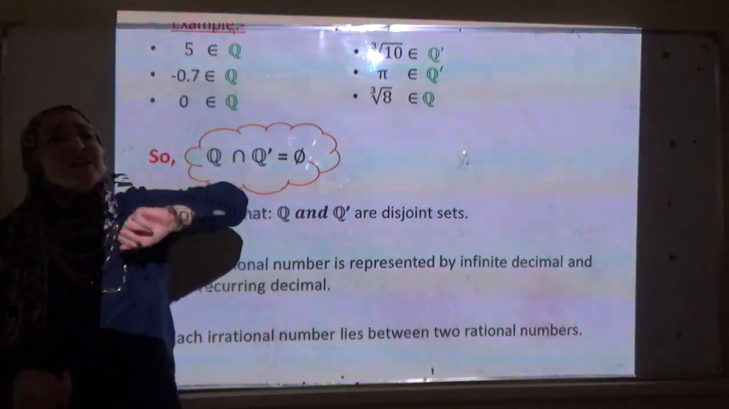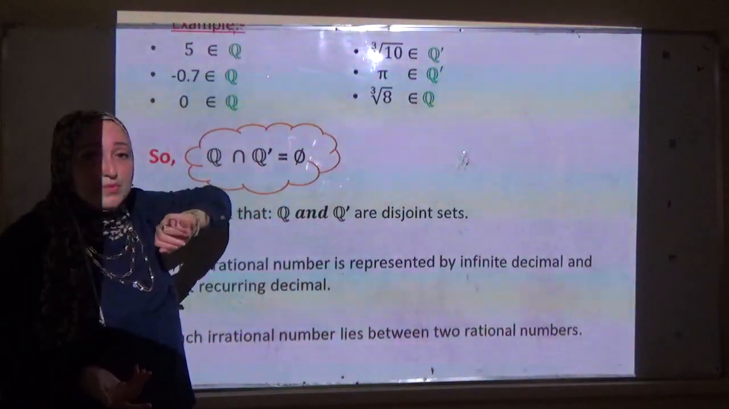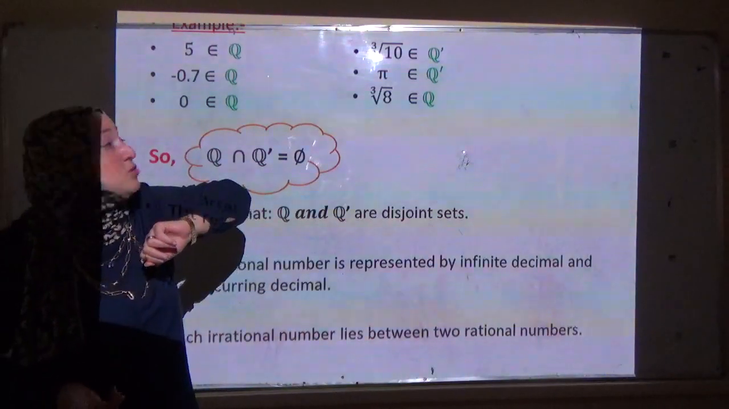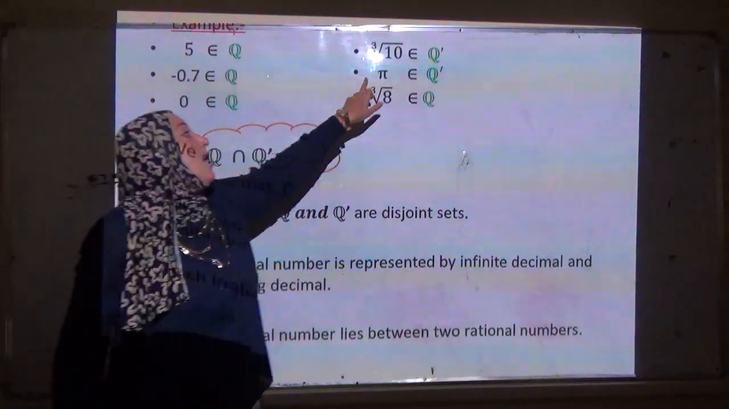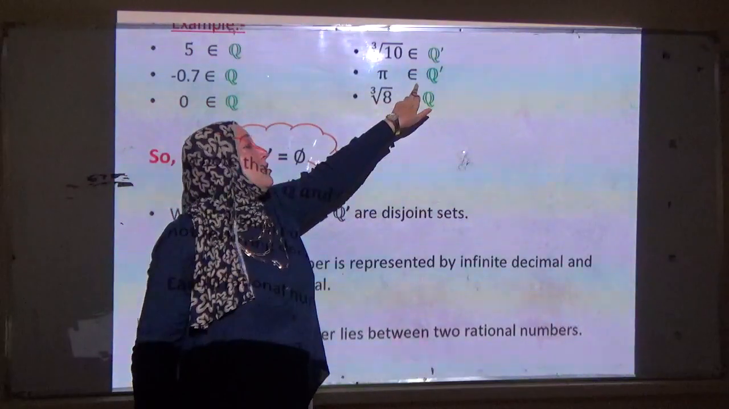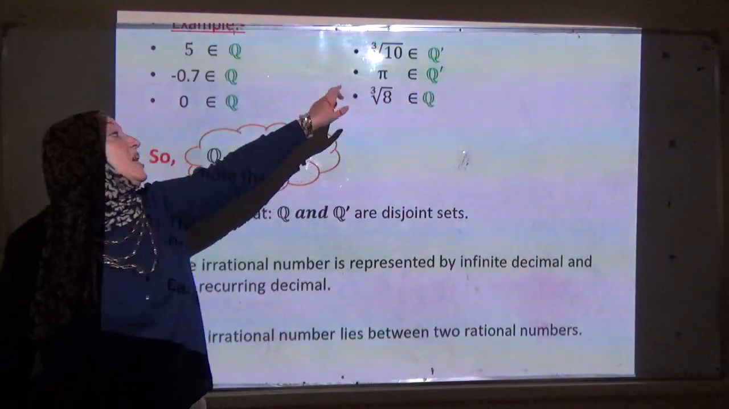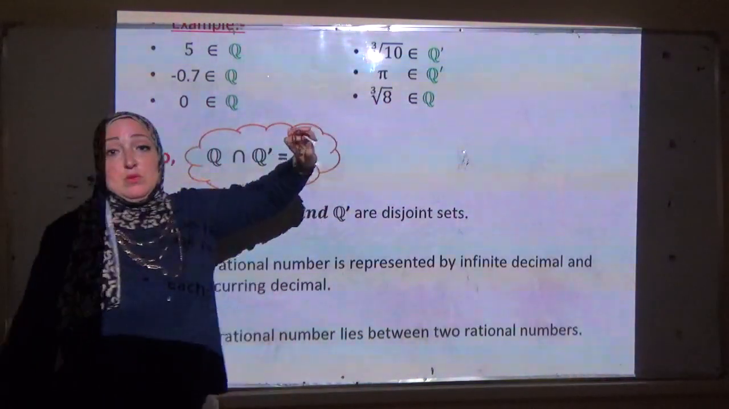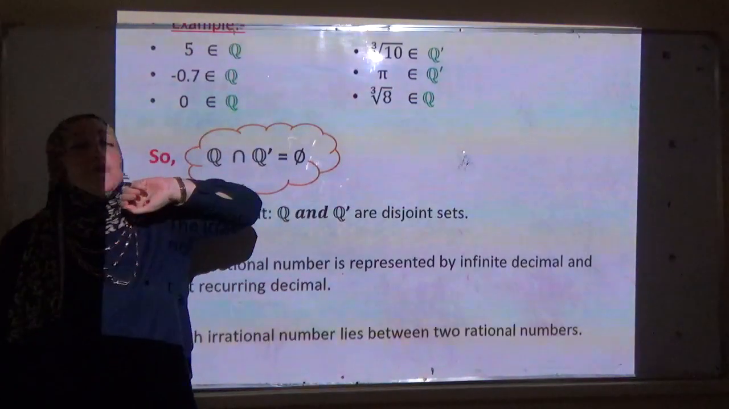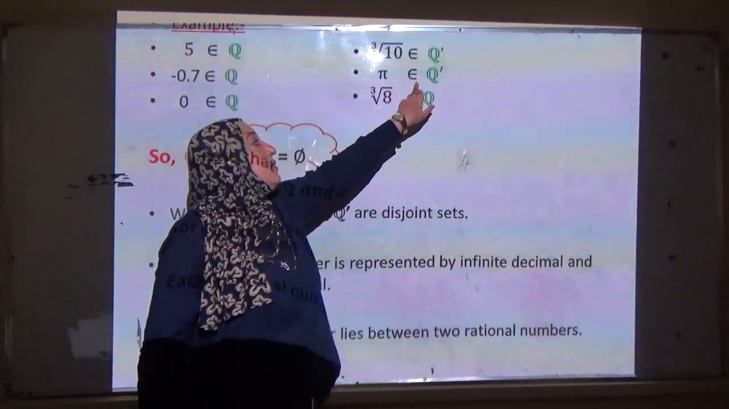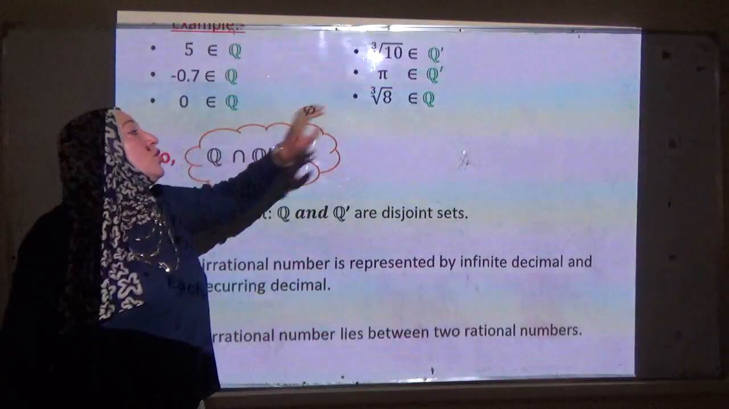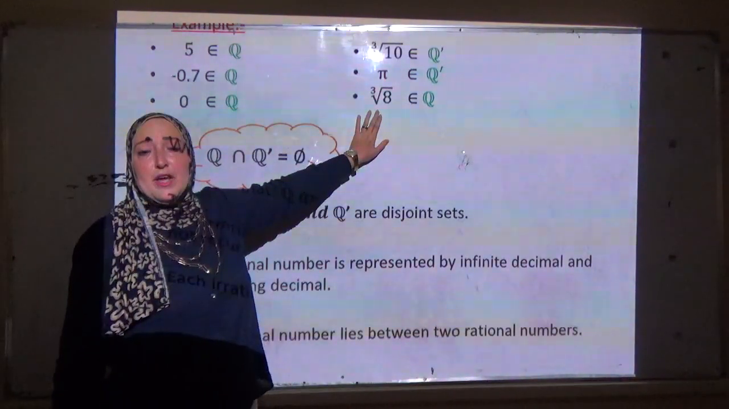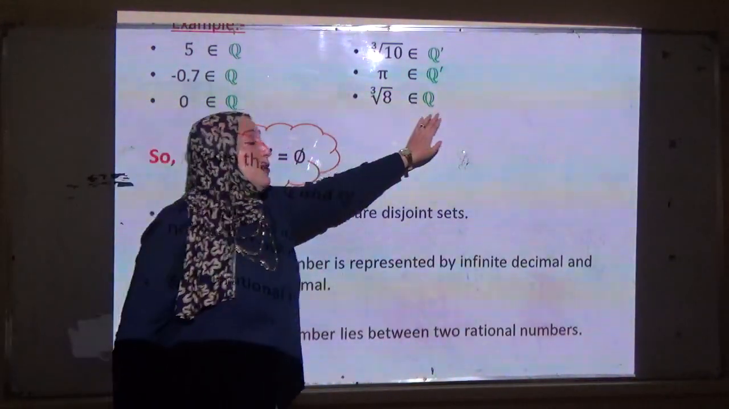What is Q dash? It's the set of irrational numbers. Pi doesn't belong to Q because it's an approximated ratio, not an exact ratio. So pi belongs to Q dash. Cube root of 8. Cube root of 8 equals 2. So it belongs to Q.